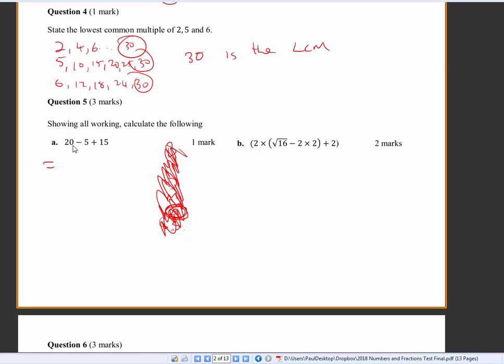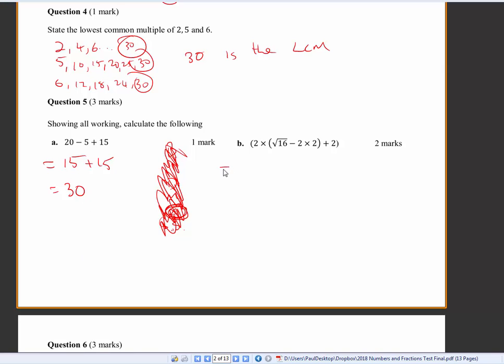So this is subtraction or addition. They're what we consider, I don't know, not even operations, but we do them basically in order from left to right. Okay, so what we're going to do first of all is the subtraction, which is 15 plus 15. So I'm changing 20 take 5 to 15, and 15 doubled is 30.